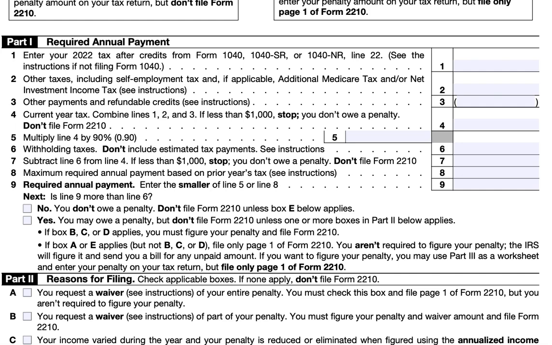From there, you will go to line 2, which is entering other taxes. This might include self-employment tax, additional Medicare tax, and net investment income tax. All of these would be included. The IRS form instructions contain the expansive list of all the different items that you would include in line 2. Those are just some examples.